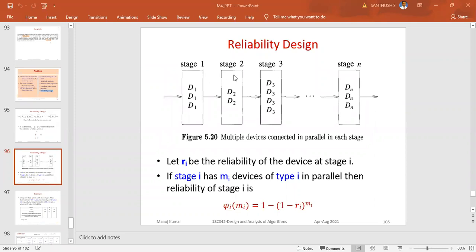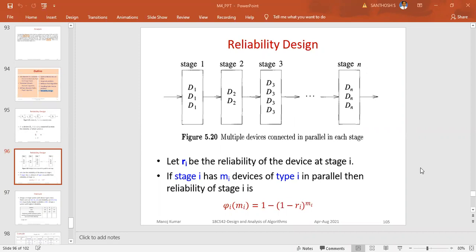Now consider stage 1, stage 2, and so many stages, with multiple devices connected in parallel in each stage. Let Ri be the reliability of the device at stage i. If stage i has mi devices, where i is stage 1, stage 2, stage 3 up to stage n, then suppose stage 1 has 3 devices of type 1 in parallel.